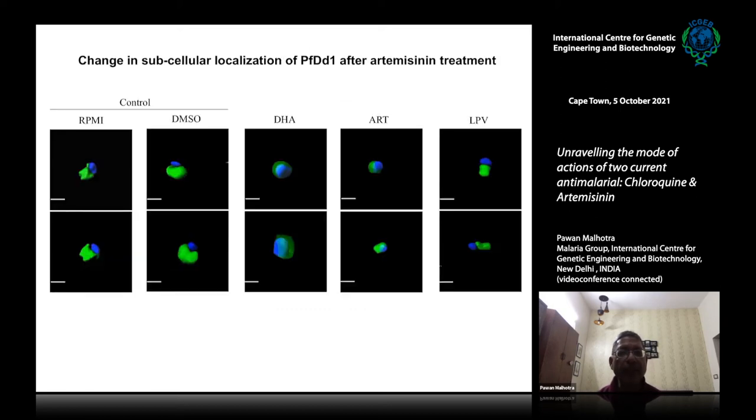And you can see this very clearly in these slides, which are immunofluorescence pictures, clearly showing that now there is a complete localization of the DD1 along with the nucleus staining.